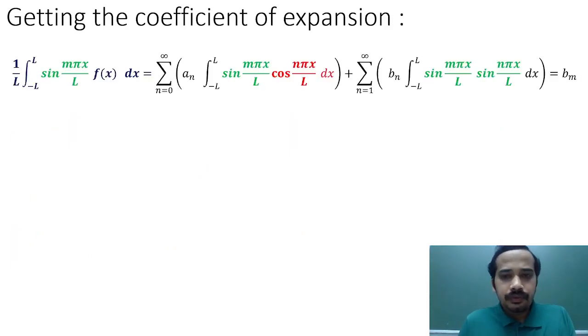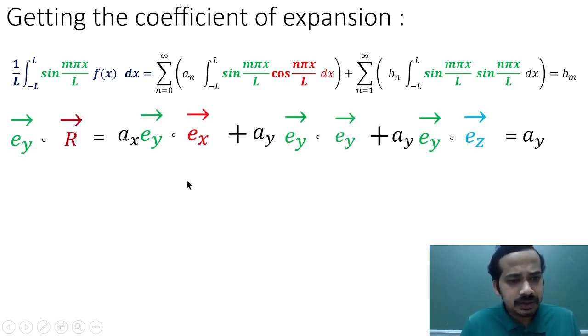So similar to that one, if you need bn of the Fourier expansion, you have to multiply f of x with sin(m pi x by L), and integrate from minus L to plus L, placing the factor 1 by L, because we haven't taken a normalization factor in the case of this function. So once you do this integral, bm will come outside.